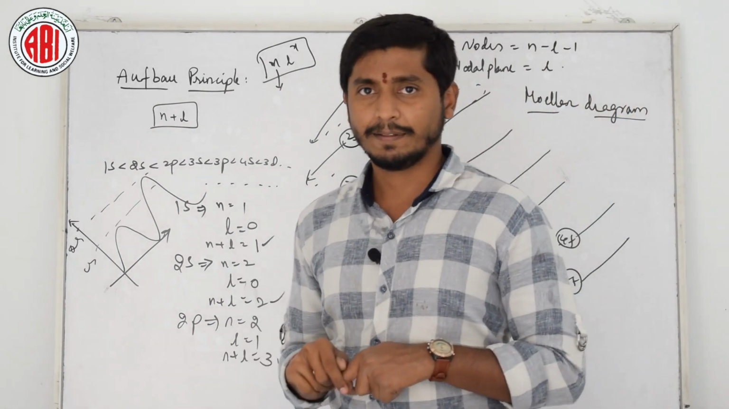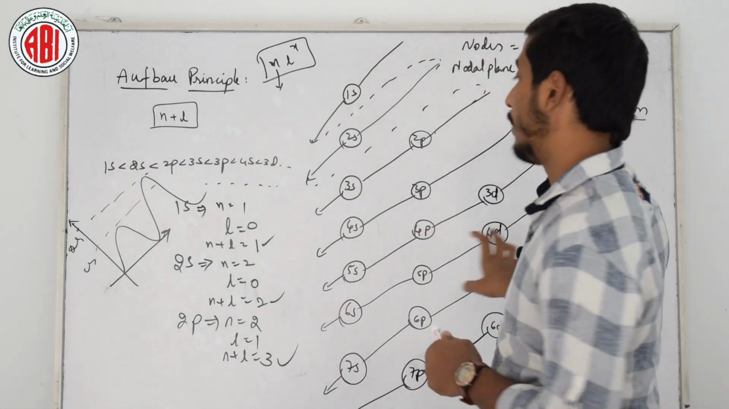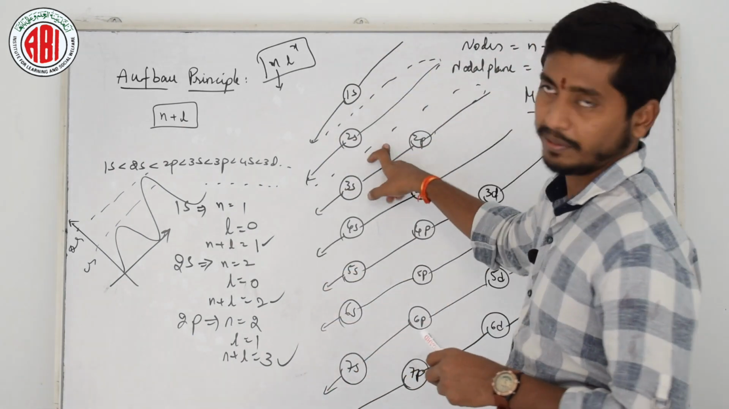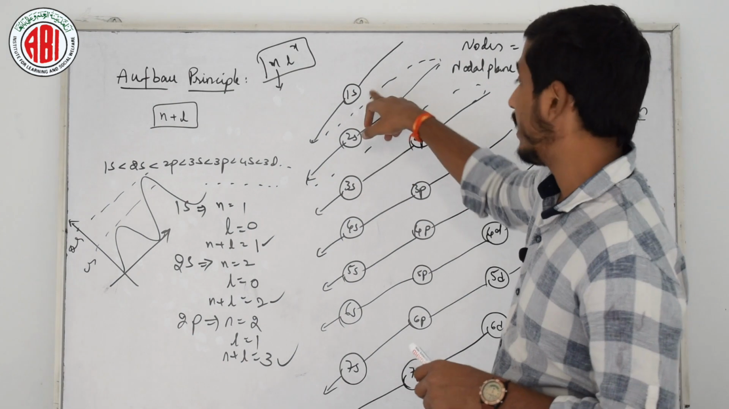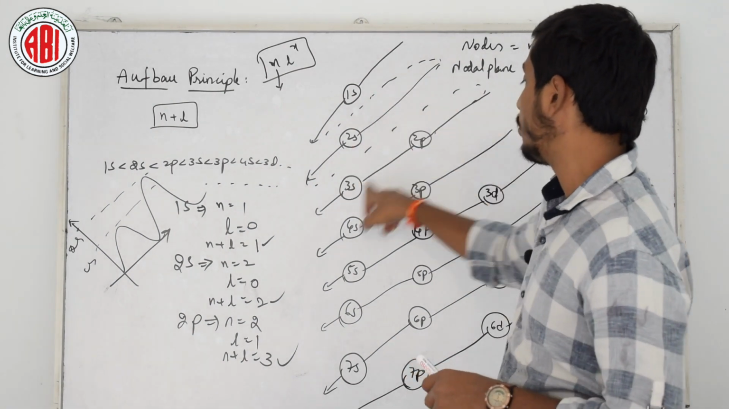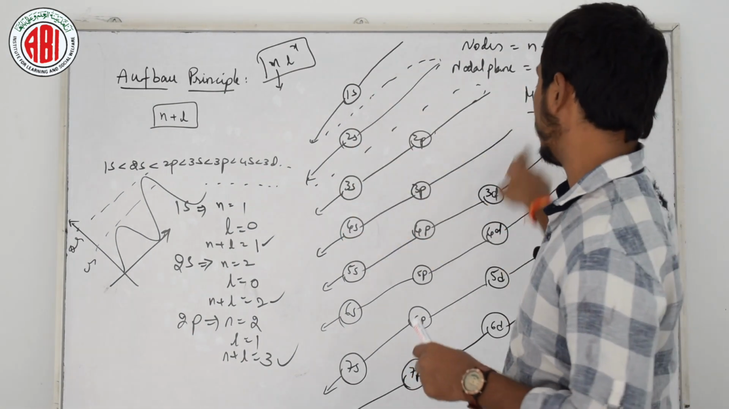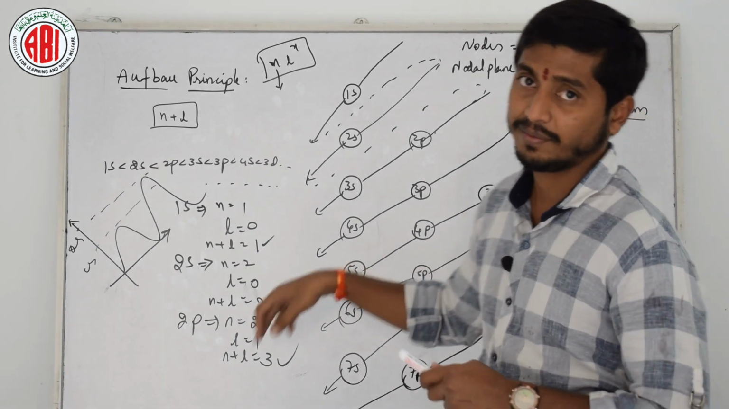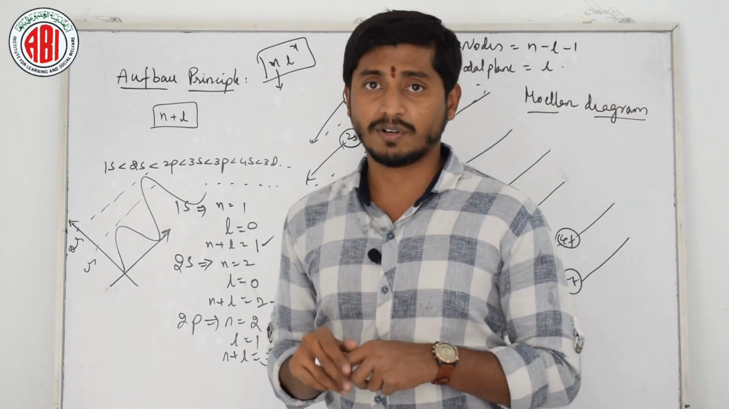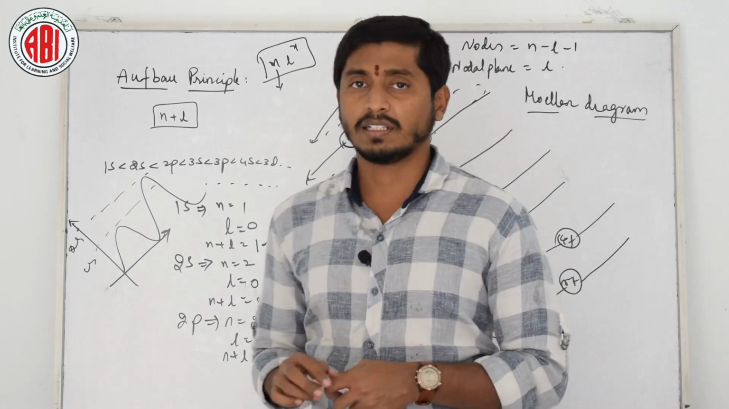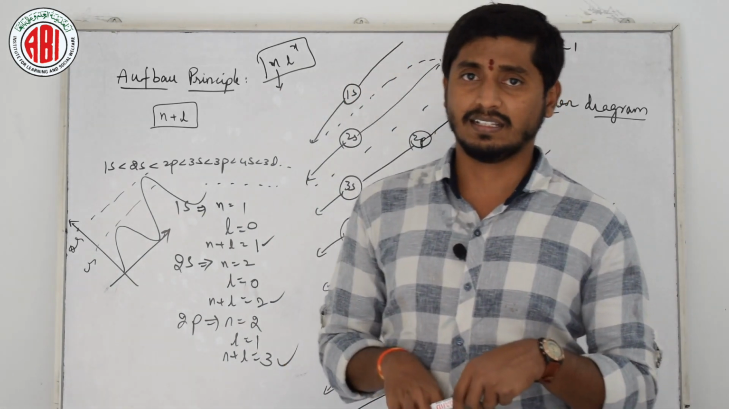Is it clear? Right? This is the Moeller diagram. Based on this also you can remember. That is 1s, then 2s, then 2p, 3s, then 3p, 4s, then 3d, 4p, 5s, like that. Is it clear about the Aufbau principle? Now let us move on to the next theory.